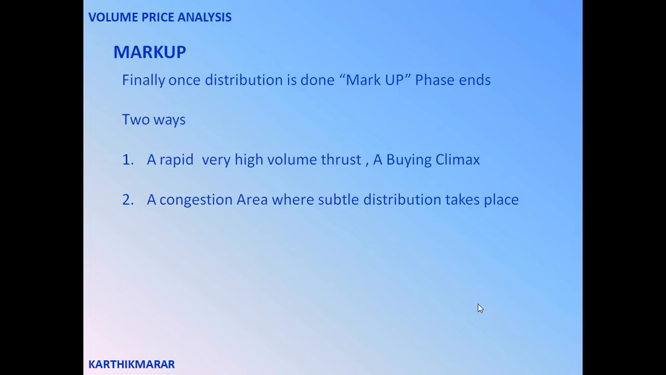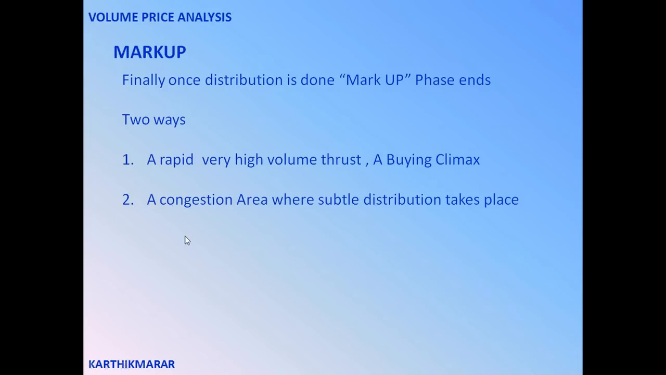Once the distribution is complete, the markup phase finishes, and there are two ways to finish the markup. One is the rapid high volume thrust, the buying climax. A buying climax could happen where you will find a big widespread bar on ultra high volumes, but the next bar you will find is a down bar going down, and that will most probably be a buying climax.